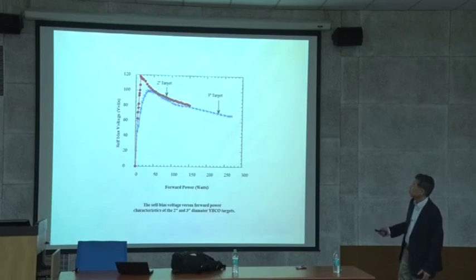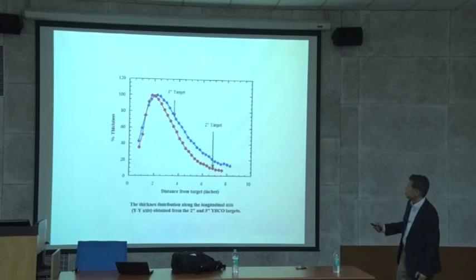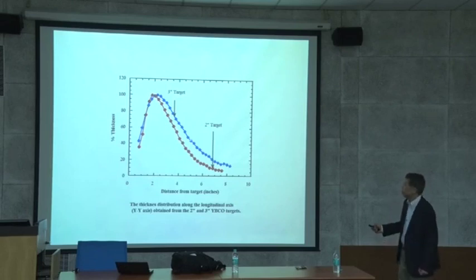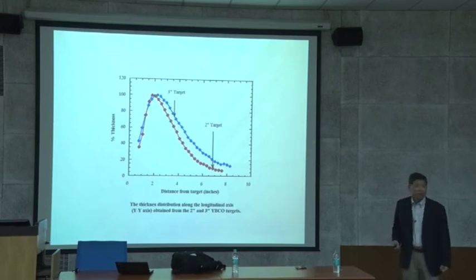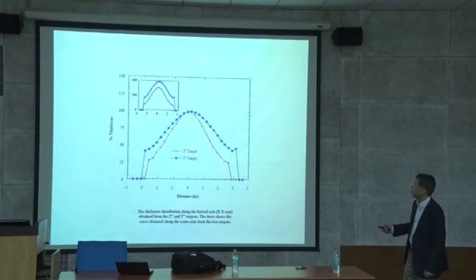You have a self-bias voltage versus forward power. Depending on power and bias voltage, you have a few hundred to 200 volts, which you cannot really control. It's actually determined by your calculation. But you can see that with your 3-inch target, your profile is better than the 2-inch target, but not dramatically different. Obviously this is a percentage thickness, but the actual rate is faster because the flux from the 3-inch target is higher. So the advantage of a larger diameter target is higher flux and also better uniformity without rotation.